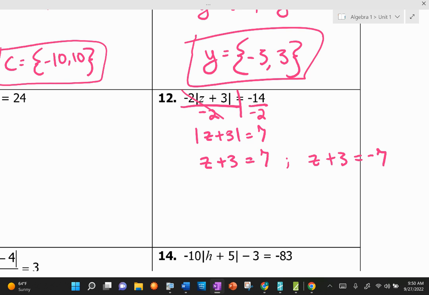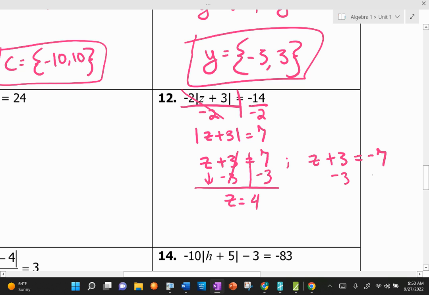You see that number out in front of the absolute value symbol. We just need to recognize that that is being multiplied. So to move it over, we have to undo that by doing division. We'll finish solving both of these. That gives us z equals 4 and z equals -10.